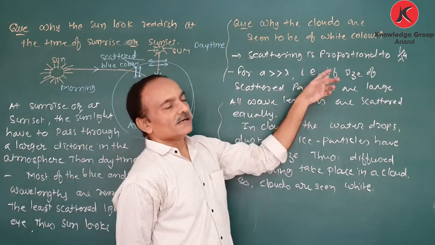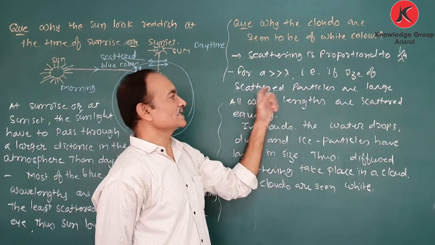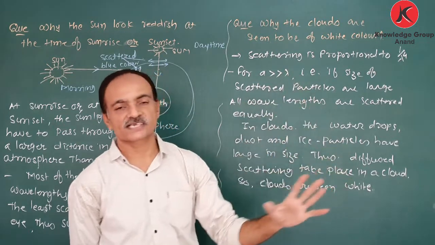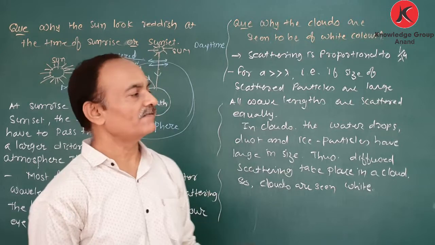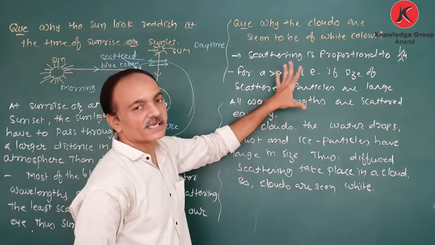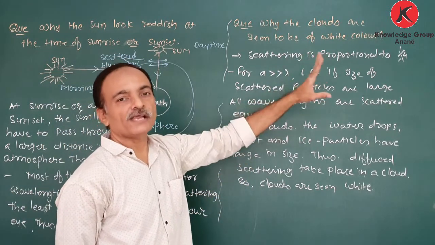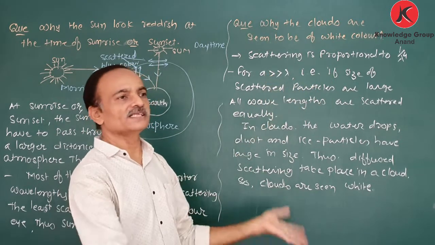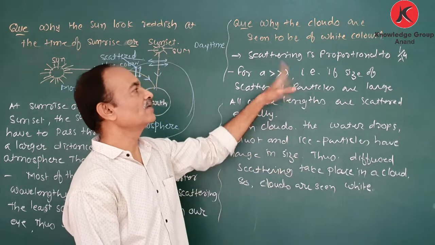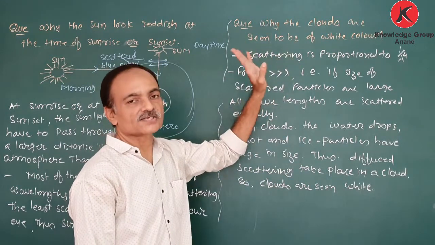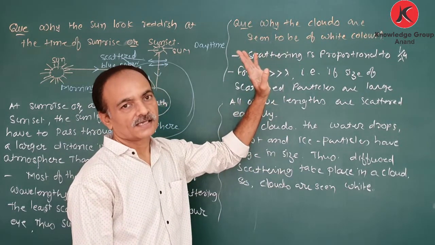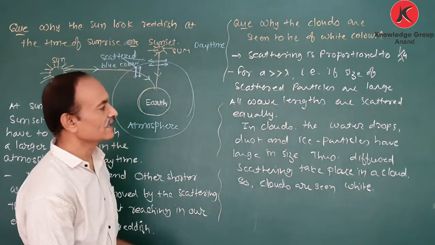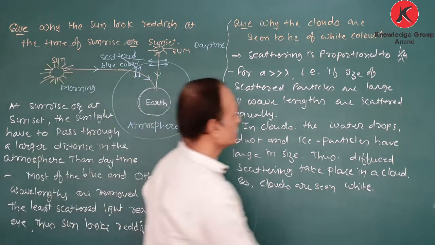Because here the size of the scattering particles is larger, therefore all the wavelengths are scattered equally. All the wavelengths are scattered equally in a cloud. Therefore, no particular color is shown. Because all the wavelengths are scattered equally, the clouds are shown white. And this type of scattering is known as diffused scattering.